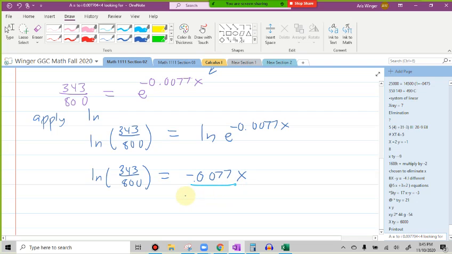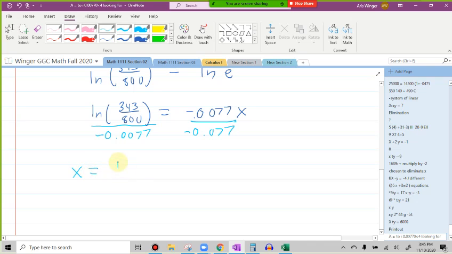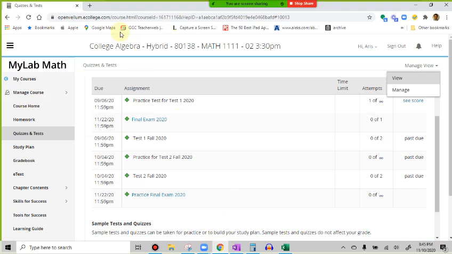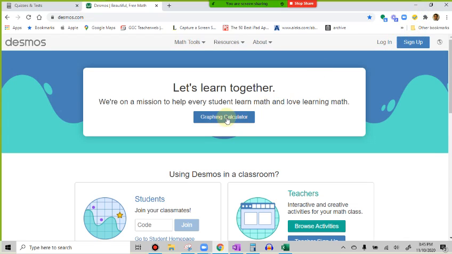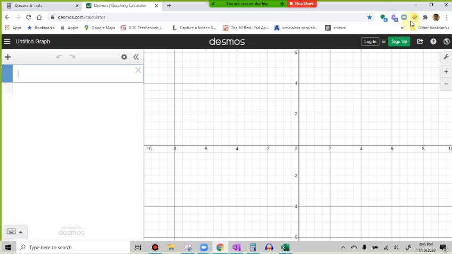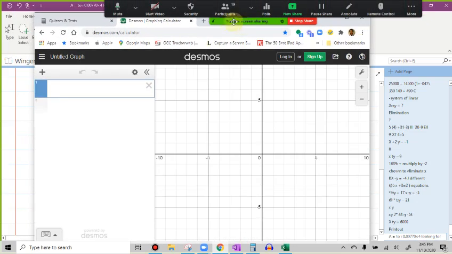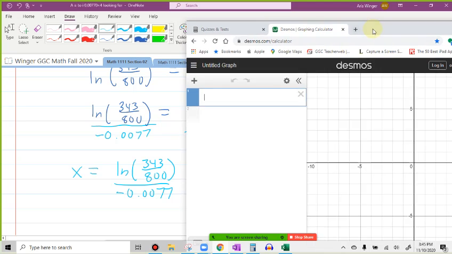Of course, I'm solving for x, obsessed with getting x by itself. I want to divide both sides by everything that is not x. So x equals ln of 343 over 800, all over negative 0.0077. And again, at this point, no need to try and be a hero. Use something other than the best calculator out there. Throw that in Desmos. It'll give you the nice number.